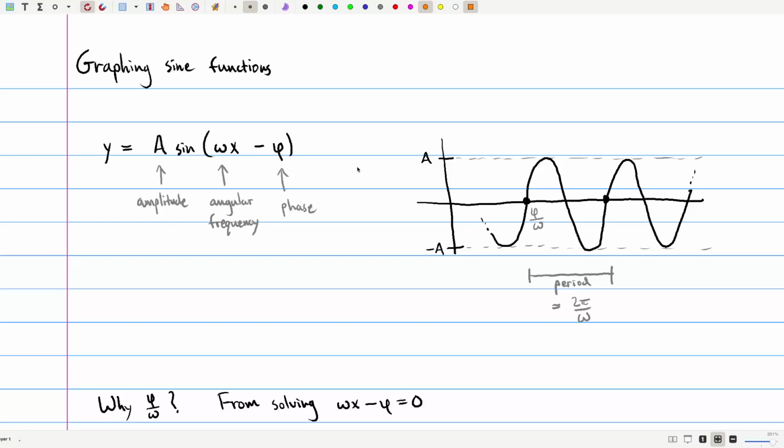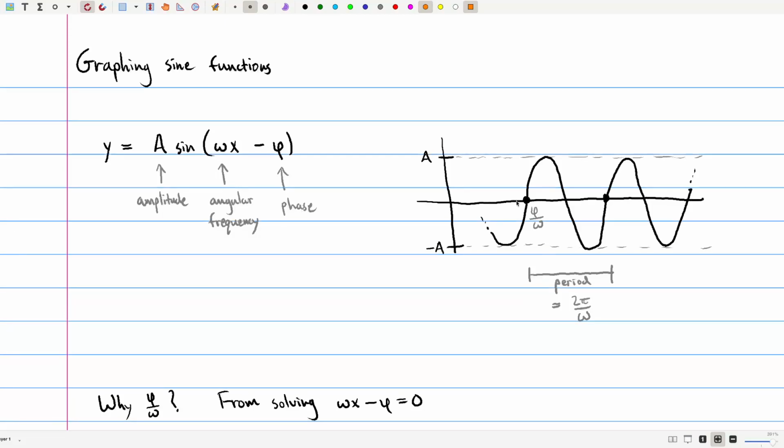So, first amplitude. Amplitude controls the maximum and minimum values that the function will have. So it goes up to positive a and it goes down to negative a. The next quantity, angular frequency, controls the period, and that's 2 pi over omega. That is the distance between the first crossing here, for it to go up and then down and then back up to the x-axis. So that distance between those 2 points is 2 pi over omega.